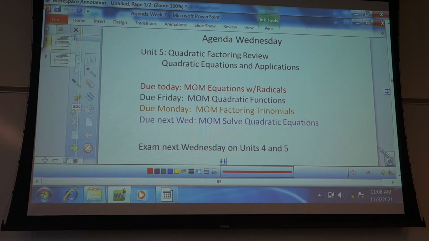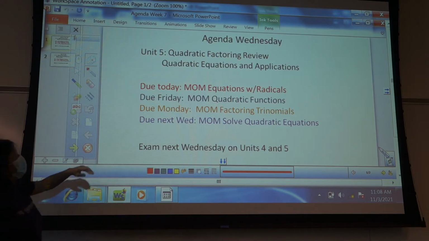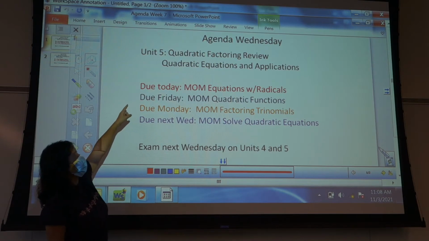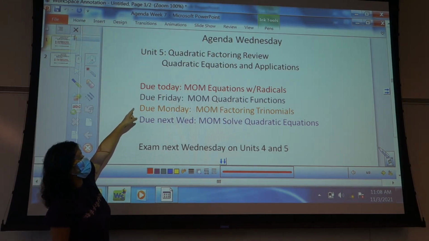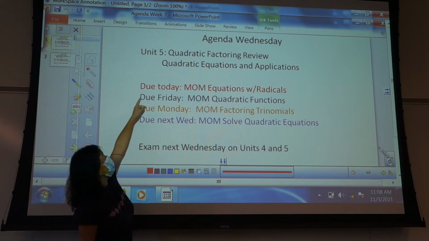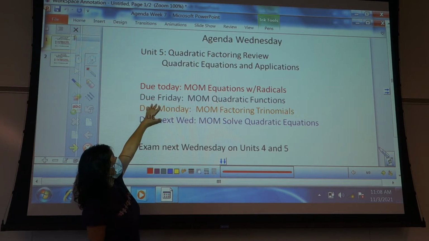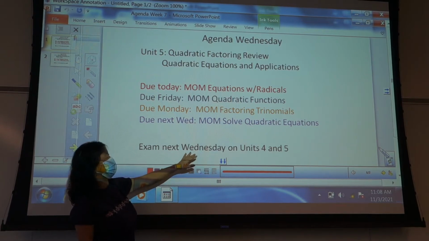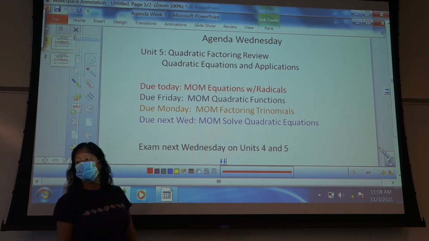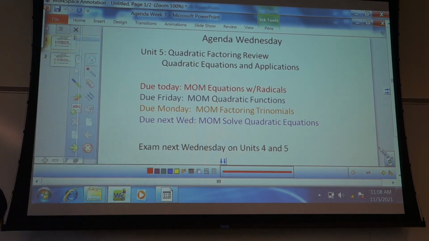You have some things coming up due. Math equations radicals is due today. Friday is quadratic function, sorry. So today's the last one from Unit 4, and then we have 3 from Unit 5. One due on Friday, one due on Monday, one due on Wednesday. And then also on Wednesday will be the exam. Units 4 and 5. It's coming up pretty soon.